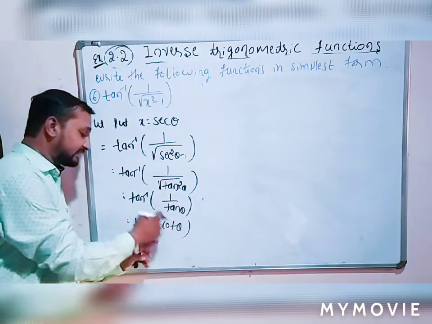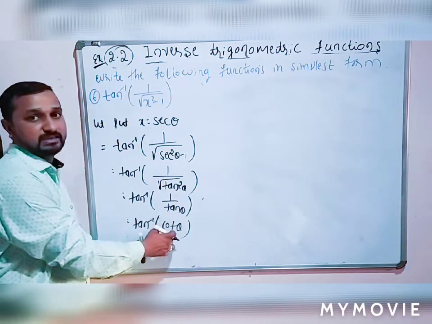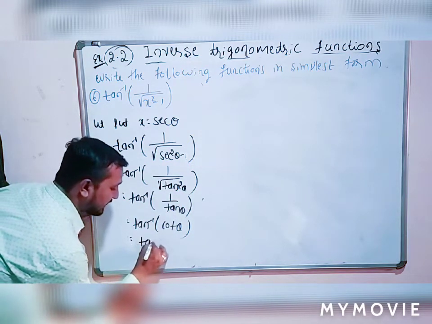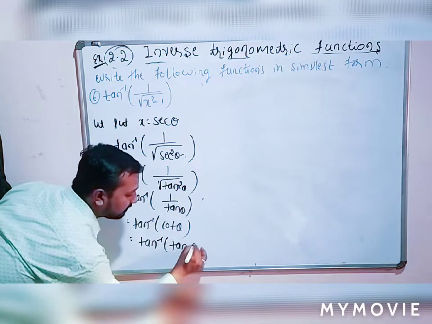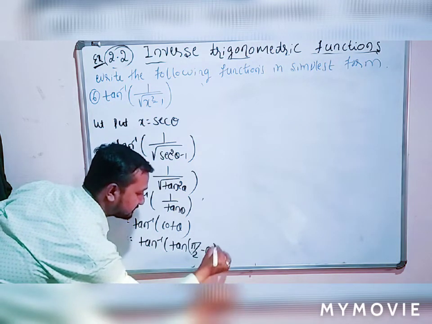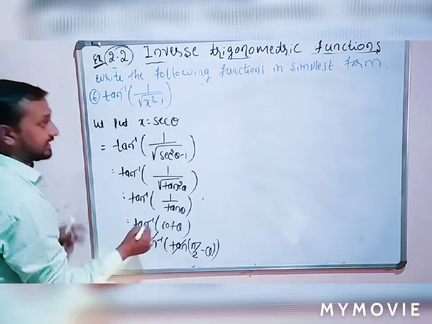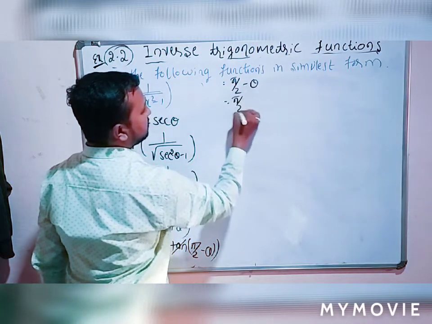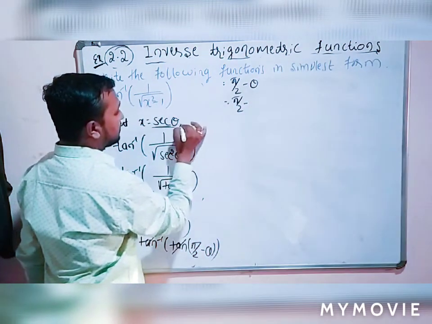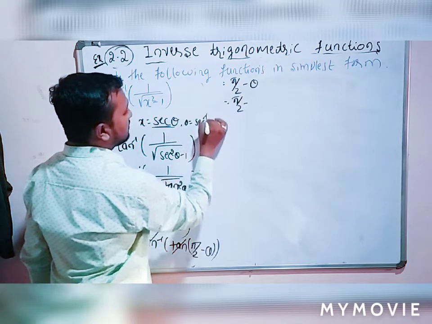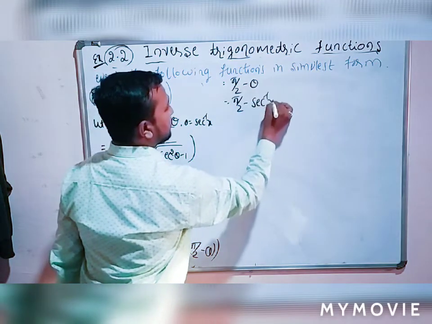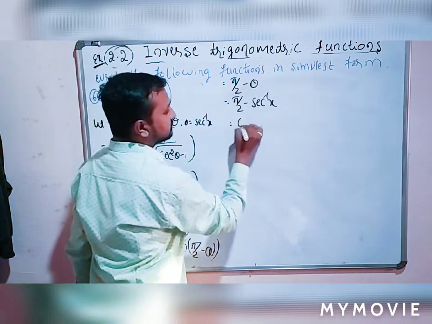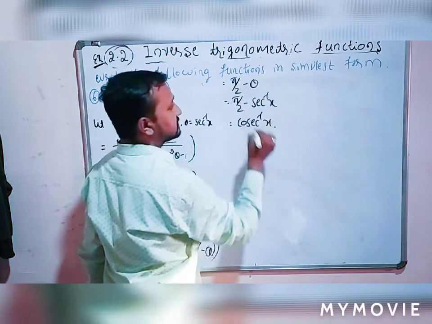Here in the bracket tan is there, then tan inverse tan get cancelled, but here cot angle is there. So the cot angle can be converted into tan, in terms of tan inverse of tan of pi by 2 minus theta. It's clear that tan and tan inverse get cancelled. The remaining is pi by 2 minus theta. Pi by 2 minus theta is nothing but, what is your theta? Theta equal to sec inverse of x. So pi by 2 minus sec inverse of x is nothing but cosec inverse of x. Is it clear?